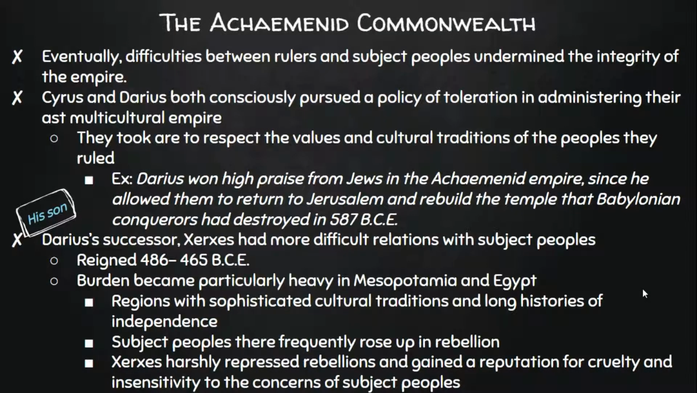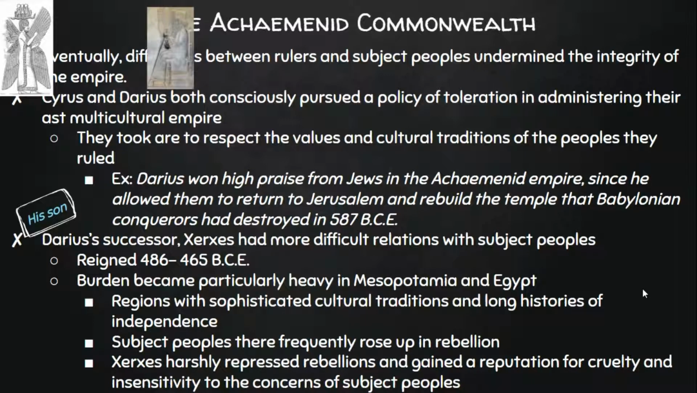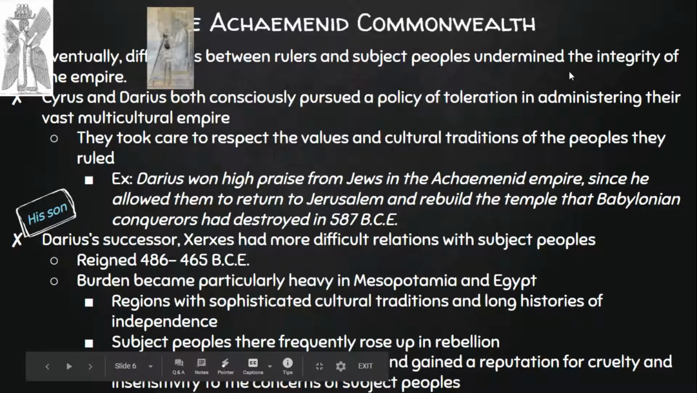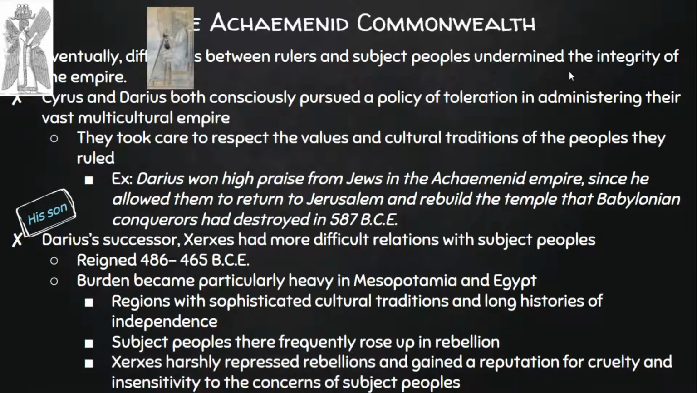Eventually, there are difficulties between the rulers and the subject peoples that undermined the integrity of the empire. Going back to Cyrus and Darius, if you forget, they're right over here. They both consciously pursued a policy of toleration in administering their vast multicultural empire. They took care to respect the values and cultural traditions of the peoples they ruled.